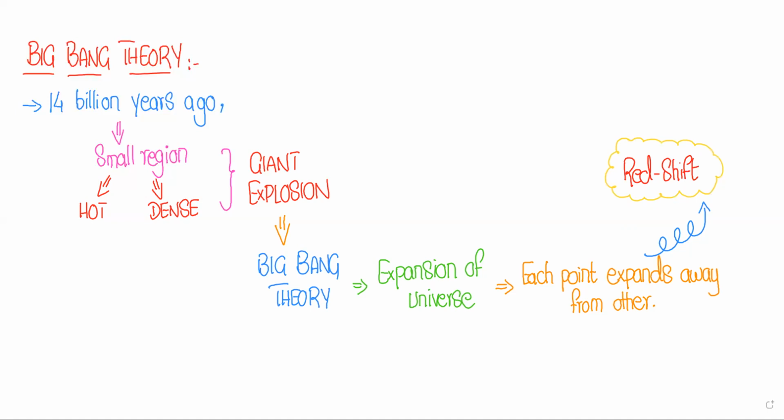Alright then. And further, if we talk about the evidences, because in your specimen paper, they also ask about specific evidence to prove how we come to know that there was a Big Bang 14 billion years ago. So if we talk about the evidence, the first evidence is related to galactic redshift.